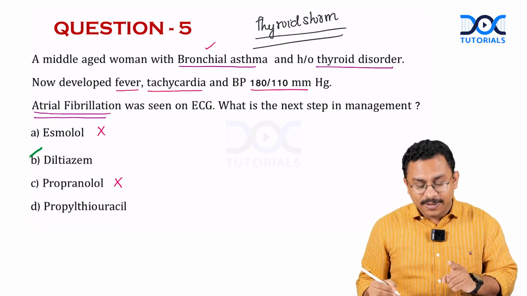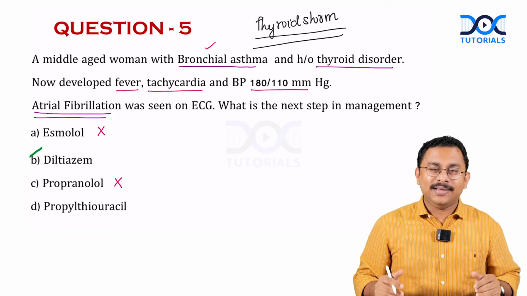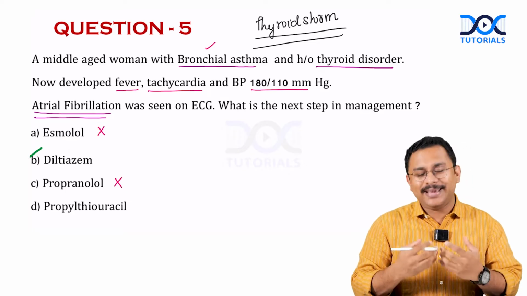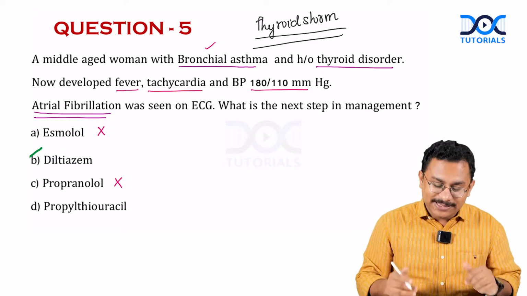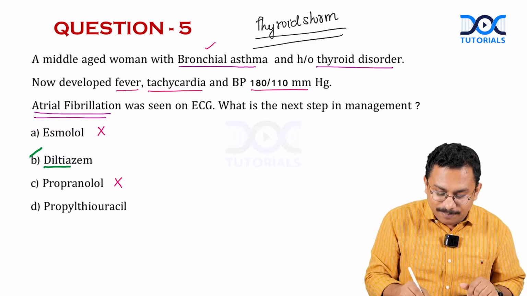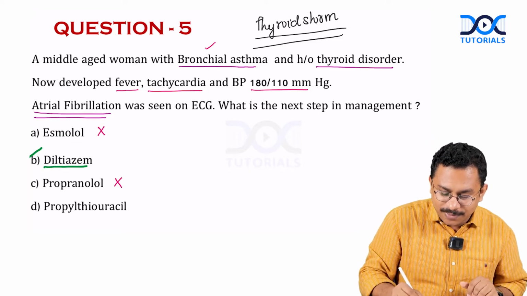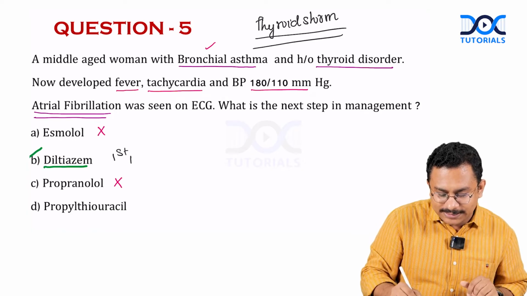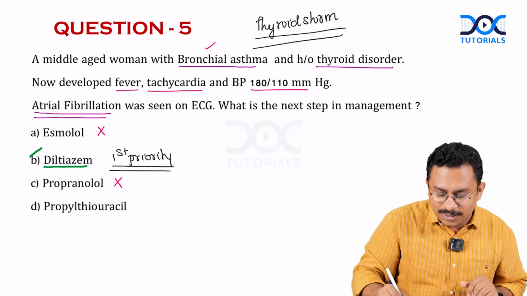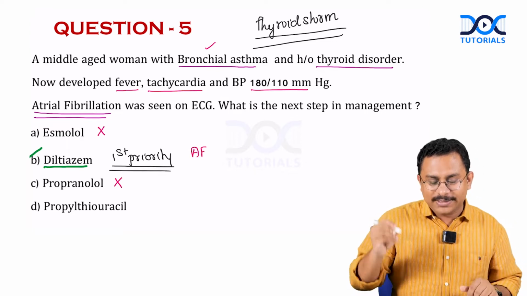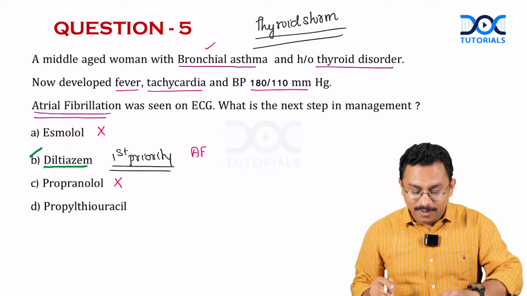Whereas in the case of propylthiouracil, yes, propylthiouracil can be given in this patient, but the immediate step, my number one priority, will be to give diltiazem. The first priority is to give diltiazem and to control the atrial fibrillation. That is what is the priority here.